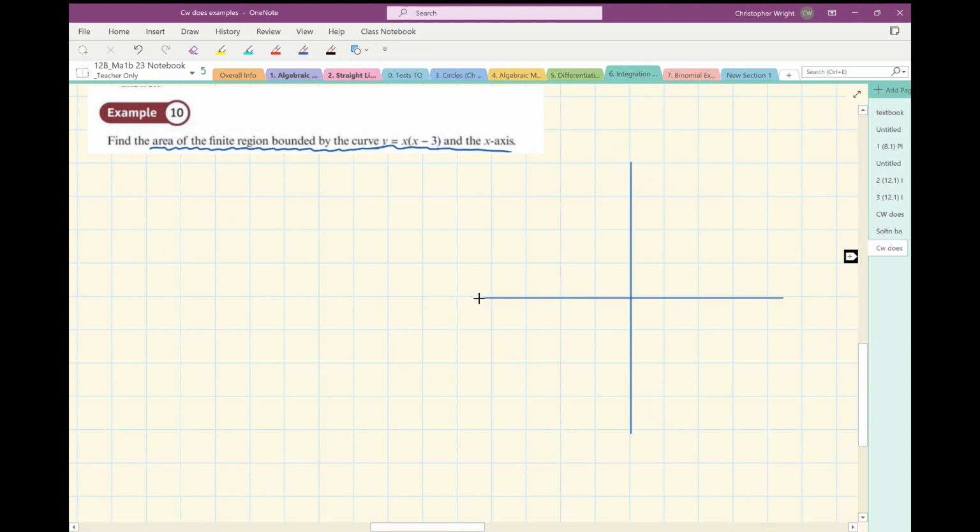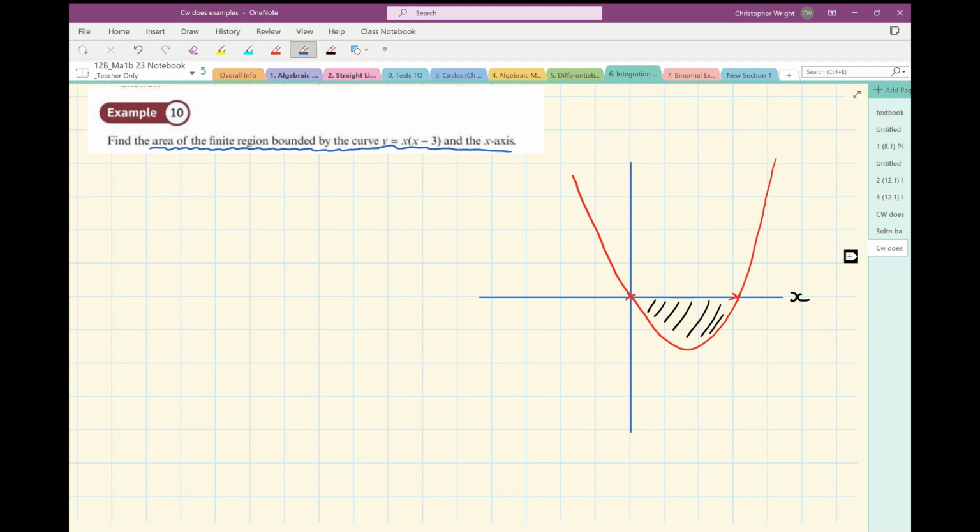Okay, so this curve has got roots at 0 and at 3. Now, it's got a positive x squared, so it's going to look like this. And we're being asked to find the area of this region here. Now, in this case, the region is below the x-axis, so I'm going to get a negative answer to my definite integral. So I'm going to need to just be aware of that. Right, let's have a go.